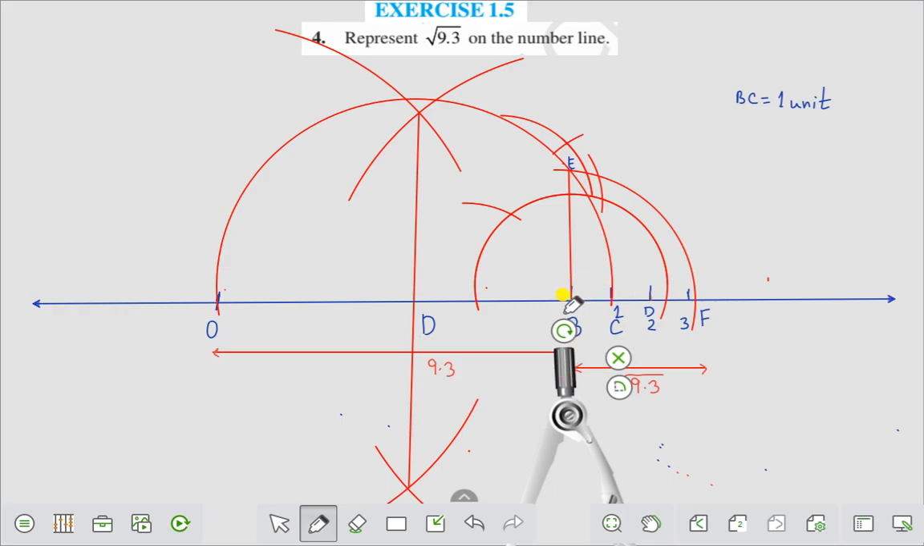Now at B, make a perpendicular on the point B. For perpendicular, we take a radius like this. We cut at 60 degree. From here again it is 120 degree. From here it is cut with this arc. That means this is 90 degree, right? We draw the line B to E, making 90 degree at the point B, right? And now this BE is root over 9.3. The length of BE is root over 9.3.